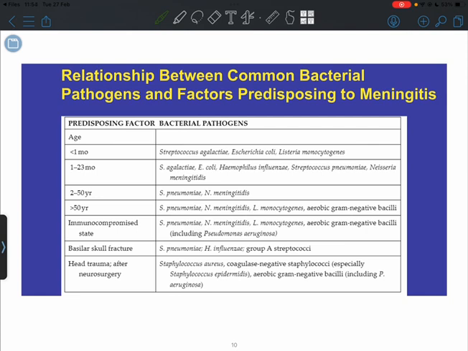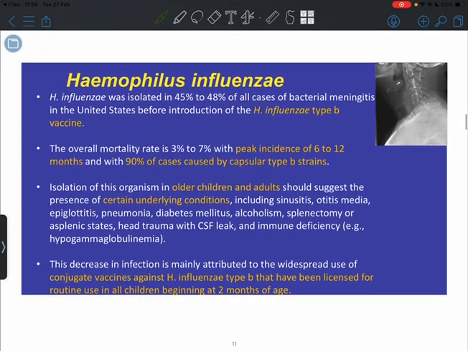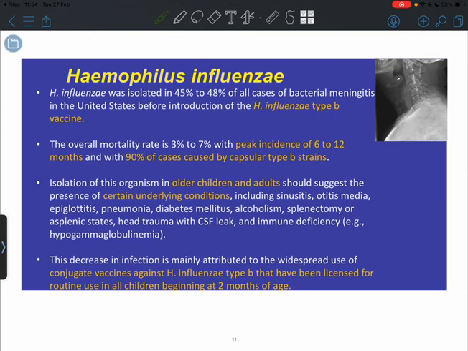Okay? So this table is quite important because it highlights what the causative agents are for each age group. Haemophilus influenzae. As I said earlier, Haemophilus influenzae is what is now being seen less because of the vaccine.